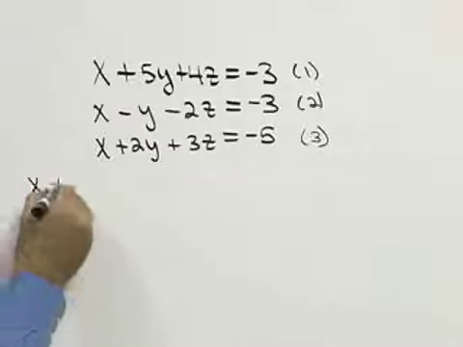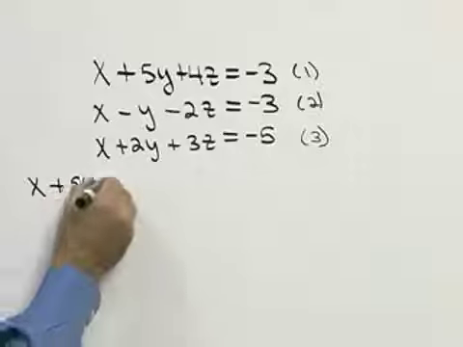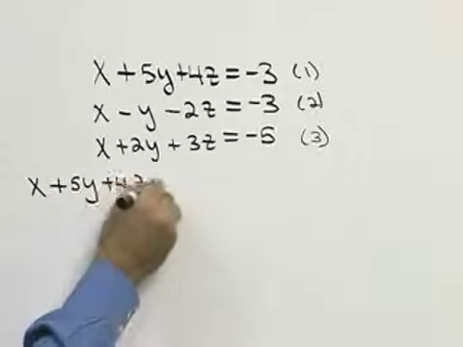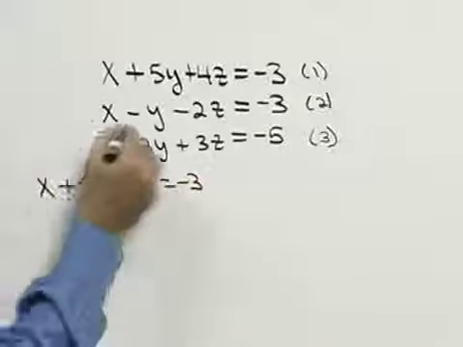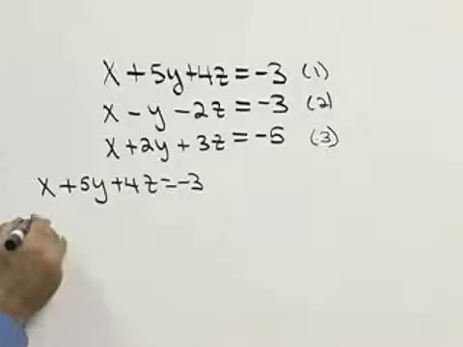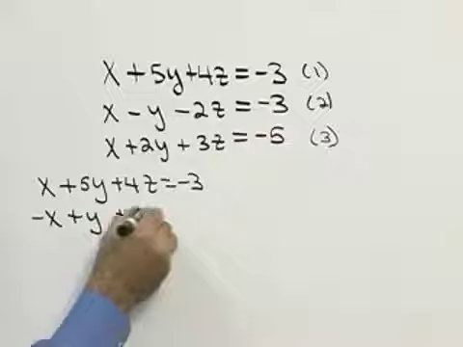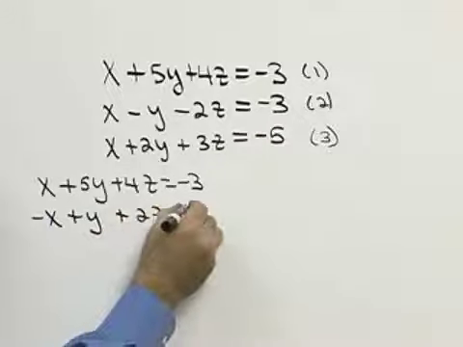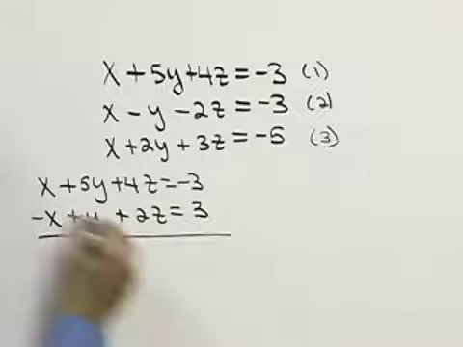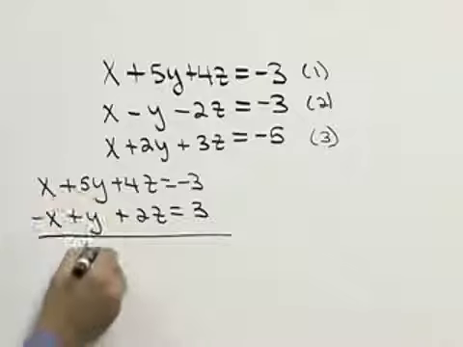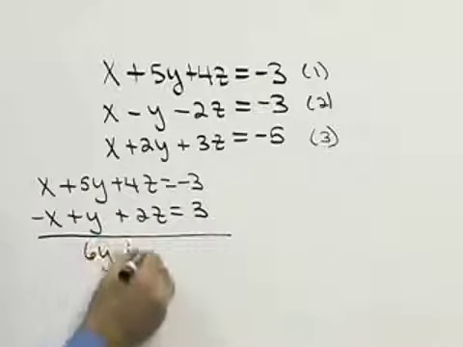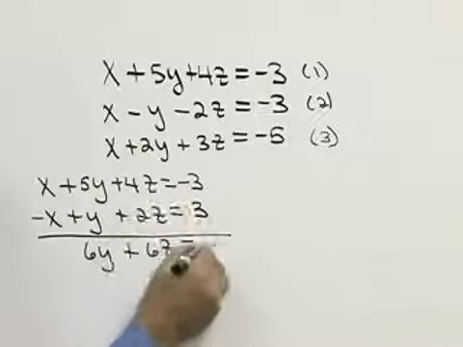So we'll have x + 5y + 4z = -3. That's the first equation. Changing the sign on the second equation, we'll have -x + y + 2z = 3. So if we add, our x's drop out. We have 6y + 6z = 0.